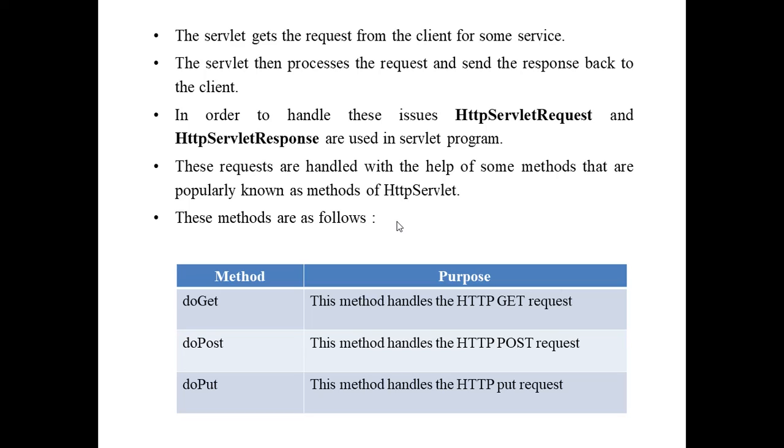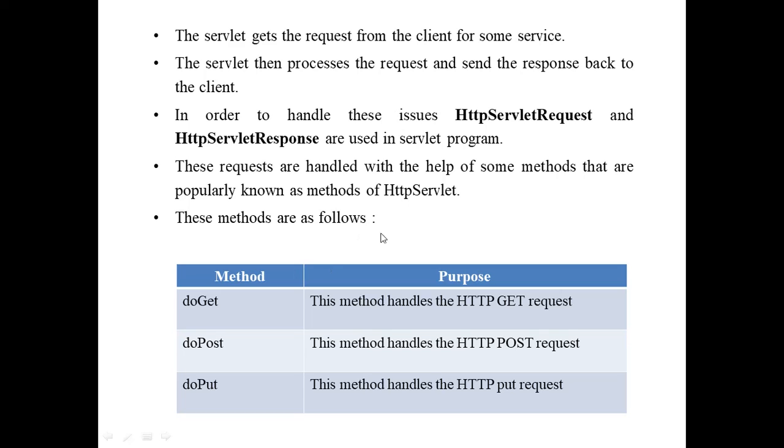These requests are handled with the help of some methods that are properly known as methods of the HTTP servlet. So for handling the request and responses, we need specific methods like doGet, doPost and doPut, and these methods are present in the HTTP servlet. When you use the doGet, doPost, doPut methods, that time we need to use the HTTP servlet. And when you use the method service, that time we need to use the generic servlet class.